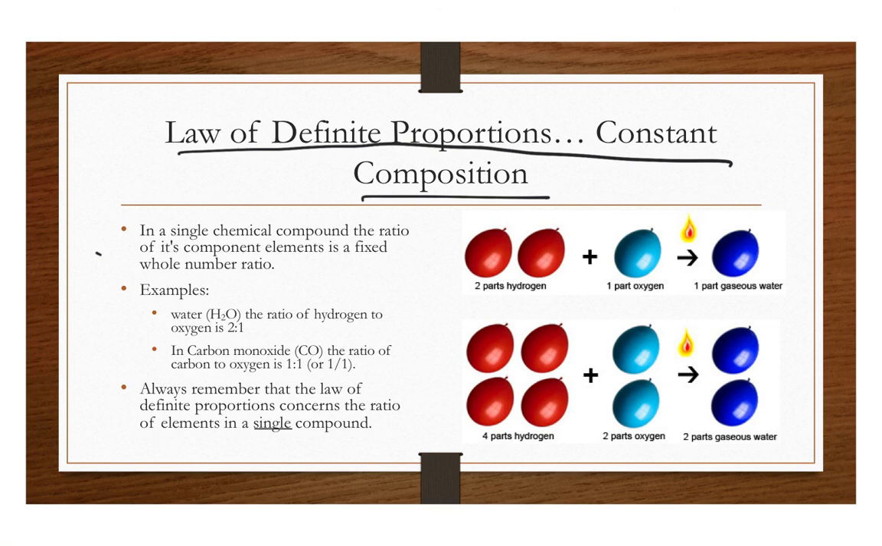So for example, in water, it's always 2 hydrogens to 1 oxygen. In carbon monoxide, it's 1 carbon to 1 oxygen. The law of definite proportion concerns the ratio of elements in a single compound. So that's important to understand. Again, if I have 2 parts of hydrogen and 1 part of oxygen, I'm going to get 1 part water. If I get double that, 4 parts hydrogen, 2 parts oxygen, I still get 2 parts water, because again, the composition always remains the same.